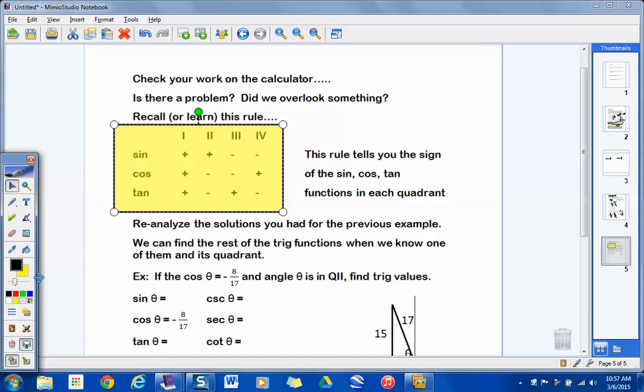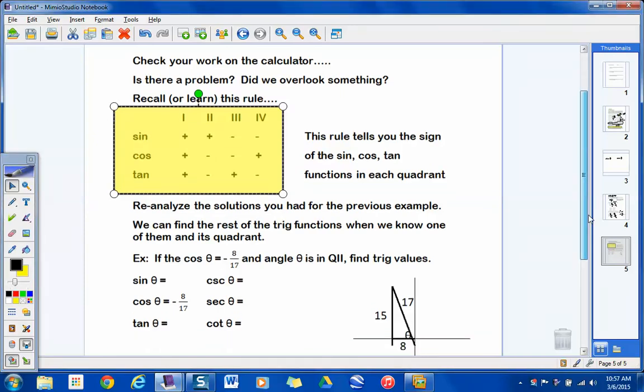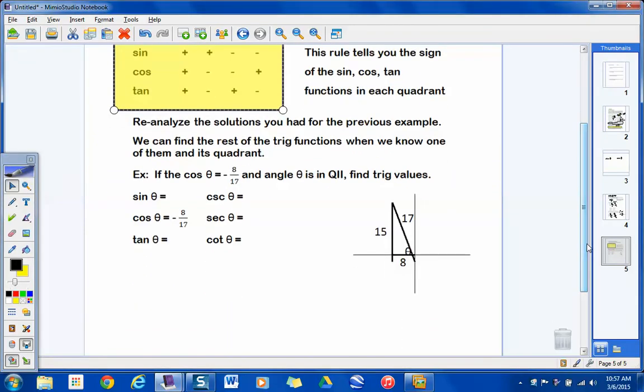Okay. Down below, guys, it says reanalyze the solutions you have to a previous example. I don't think we really need to do that because we're right on. All right. It says right here we can find the rest of the trig functions when we know one of them and its quadrant. So the example I'm giving you here is the following. It says the cosine of theta is negative 8 over 17. And it says that the angle theta is in which quadrant?